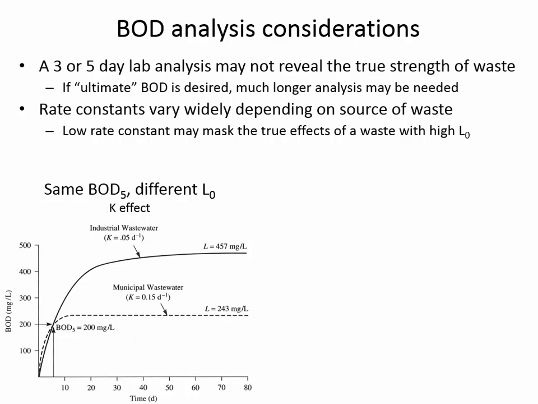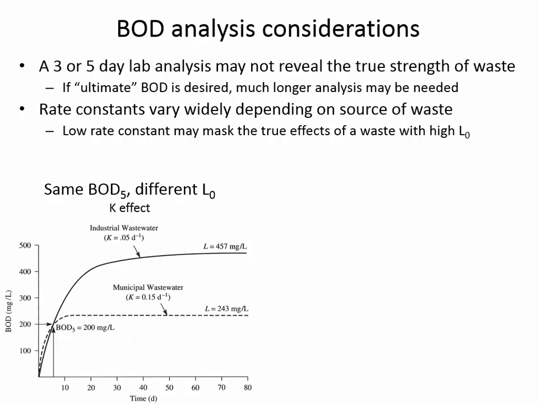And so let's just look at a difference between a municipal wastewater and industrial wastewater. Now, if you did a BOD test for 5 days, it would look like these two wastewaters have the same oxygen demand, because over the course of 5 days they both have 200 milligrams per liter. But that would be deceptive, because you'll notice that the ultimate BOD of the municipal wastewater plateaus out at 243, but then the industrial wastewater goes so much higher.